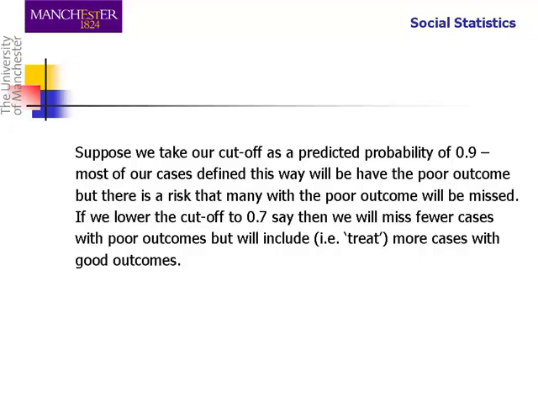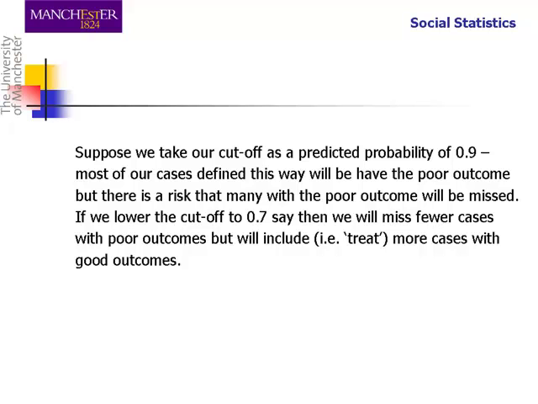But there's a risk that many of those who have the poor outcome are actually going to be missed. So by setting our threshold, which is our cutoff point, rather high, we're going to miss cases with the poor outcome. If we lower the cutoff, we're going to miss fewer cases, but we're going to include more cases with the good outcomes. In other words, we're going to treat cases that we wouldn't have needed to treat in the first place because they would have been fine. So we wouldn't have needed to have intervened.